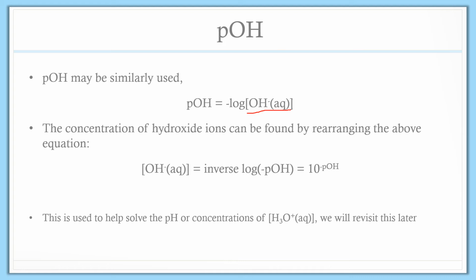Basically, you can convert from one to the other easily, from pH to pOH, rather, and then once you have pOH or pH, you can find the concentration of hydroxide or hydronium, and the other way around.